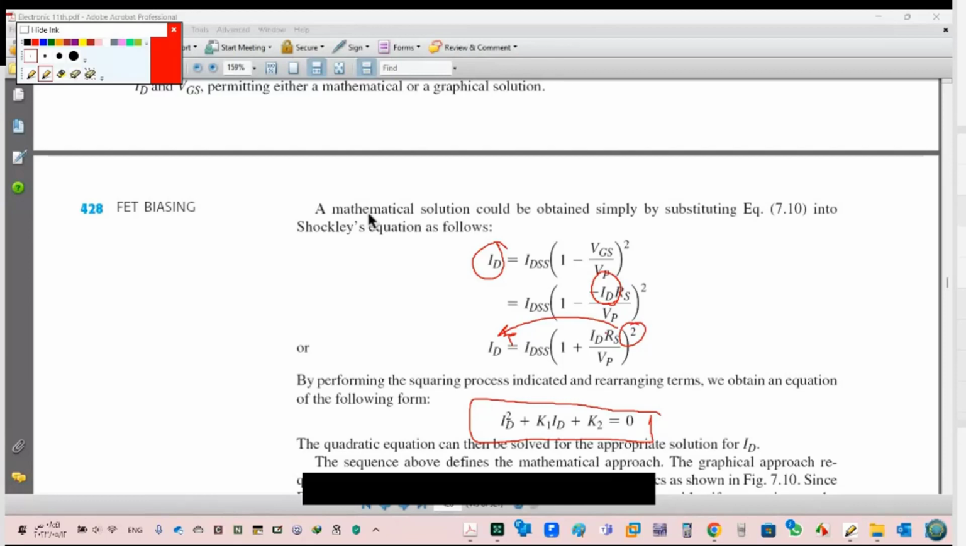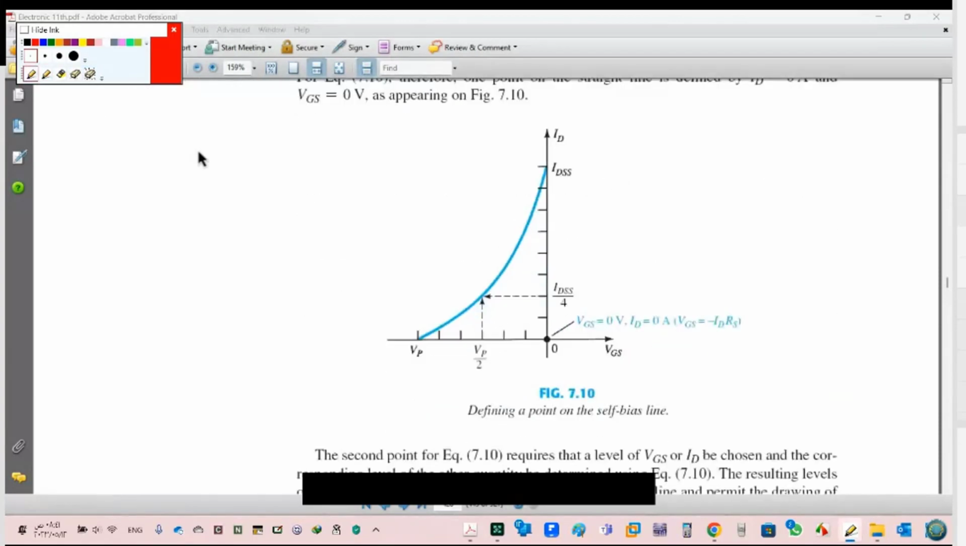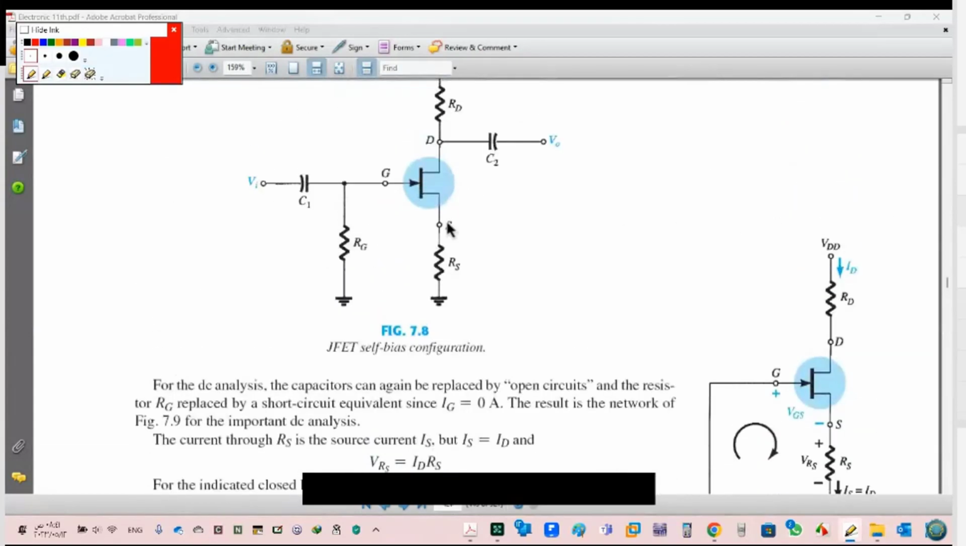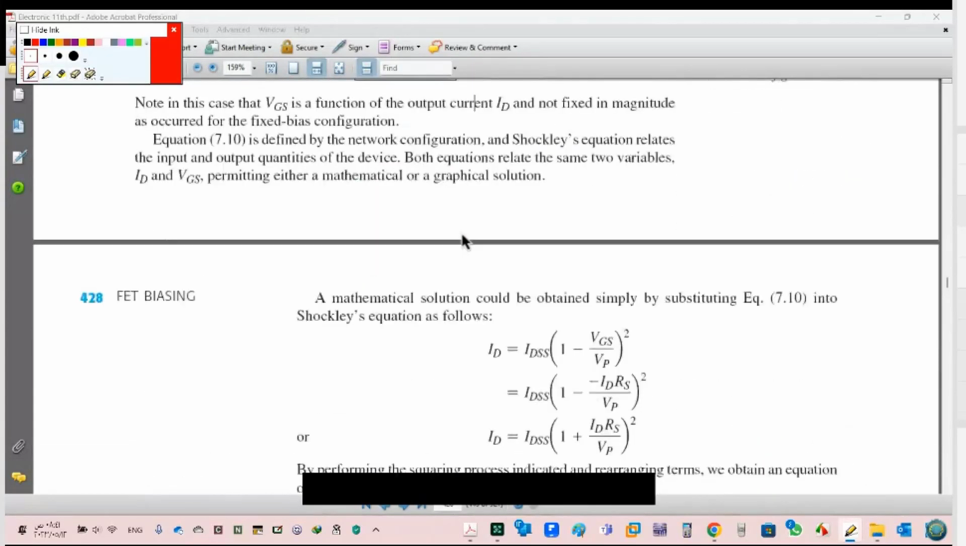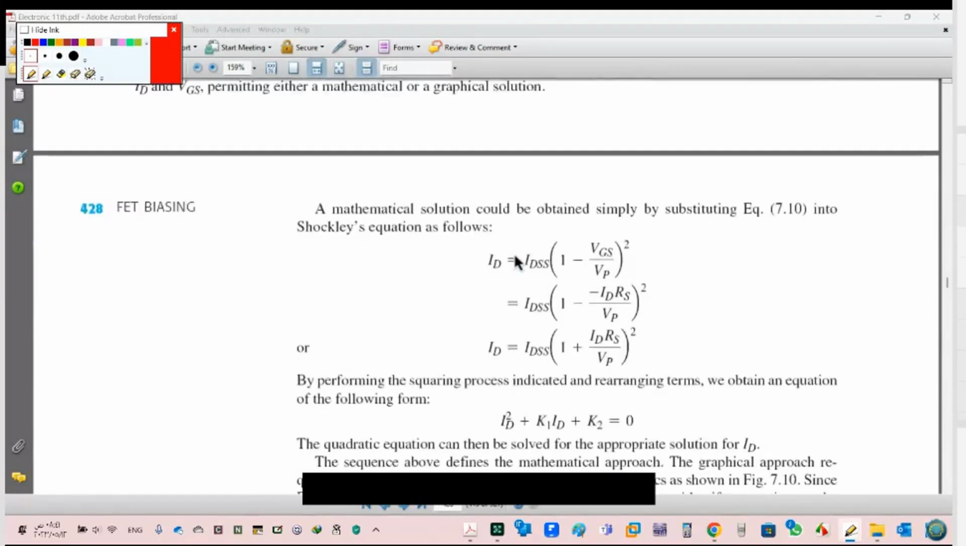Any question for this? So let's go now to the graphical approach and see how we can draw this one. This is the transfer curve. Any question for the transfer curve? In any question, I will give you IDSS and VP, so you have to draw from table 6-4. Now, how can we draw this one?